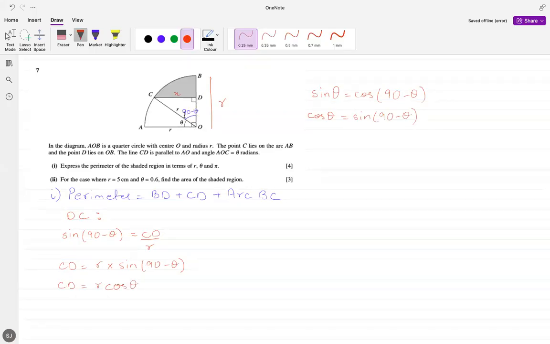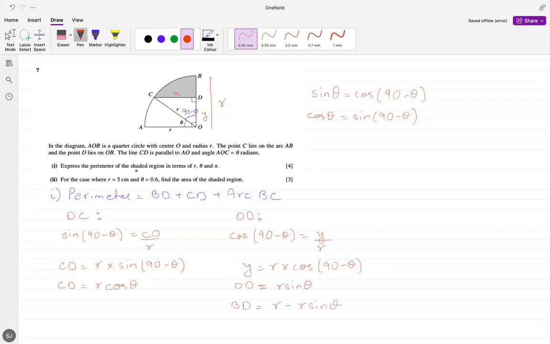Now finding the length of OD, let's write Y up here. So OD will be equal to, we can apply adjacent over hypotenuse. So cos of 90 minus theta will be equal to Y upon the radius R. So Y will be equal to R times cos of 90 minus theta. As we know that cos of 90 minus theta can be written as sine theta, Y, which is OD, is equal to R sine theta. Now the length of BD will be R minus R sine theta.